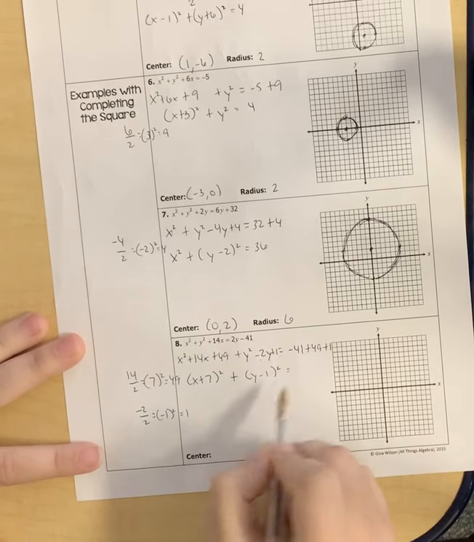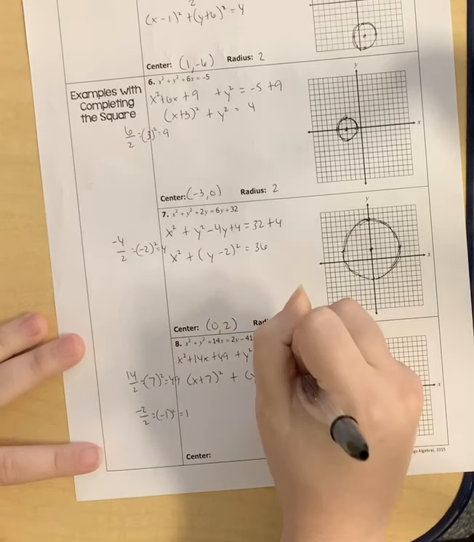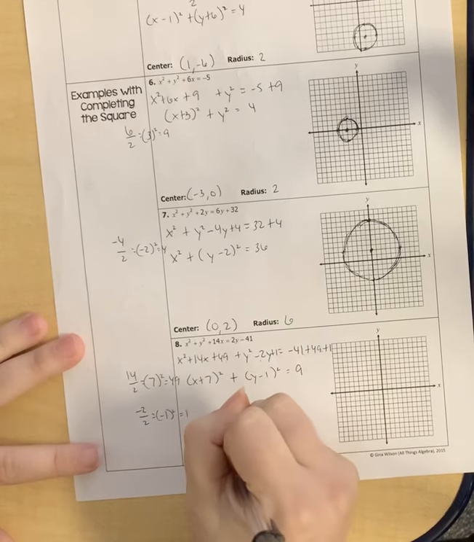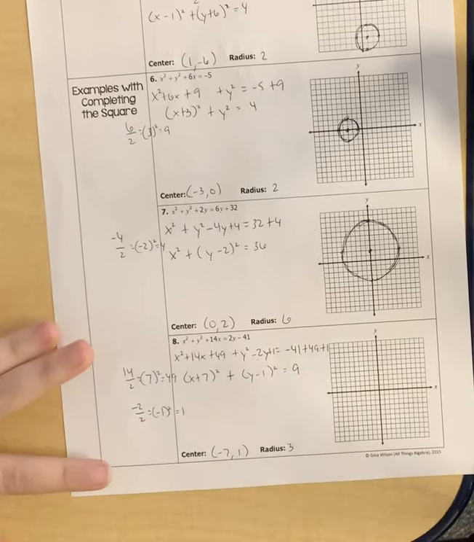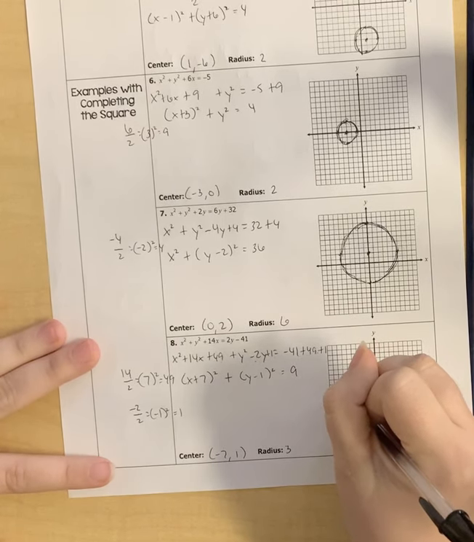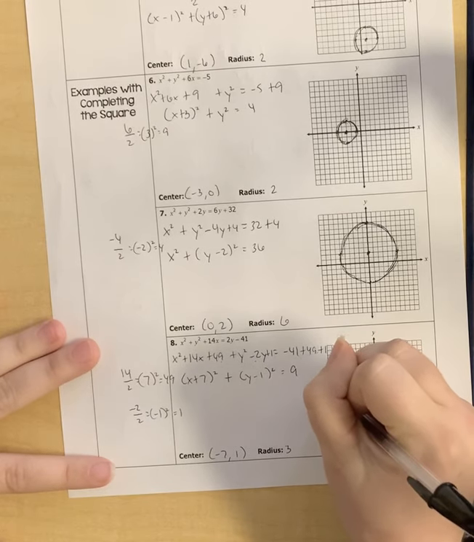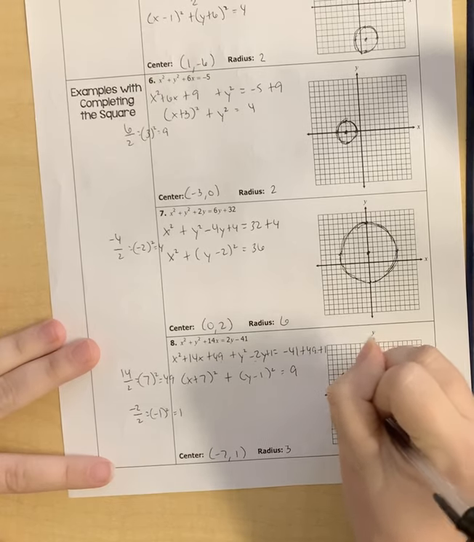Over here, we're just adding all that together. So negative 41 plus 49 is 8. 8 plus 1 is 9. Now it's in the correct format. So our center is negative 7, 1. Our radius is 3. So 1, 2, 3, 4, 5, 6, 7, 1. And then 1, 2, 3.